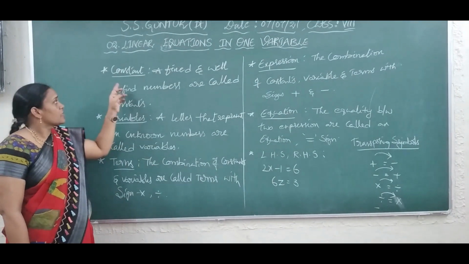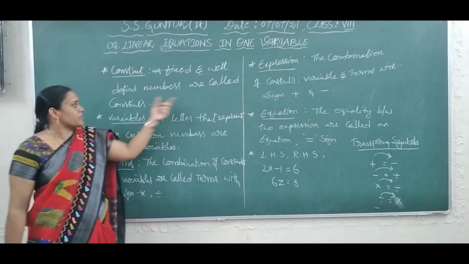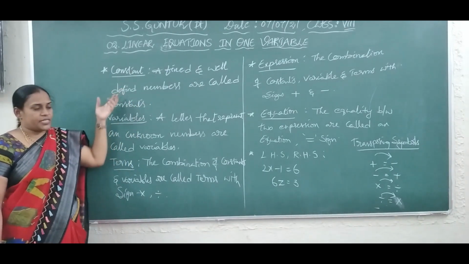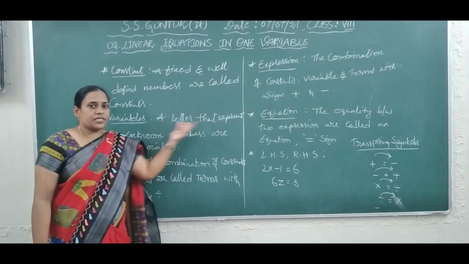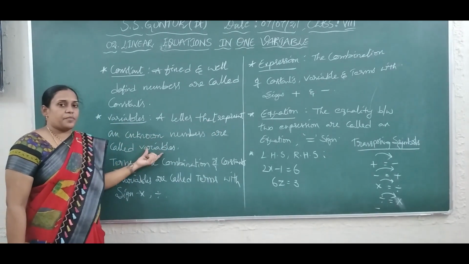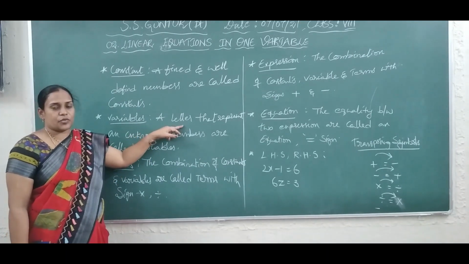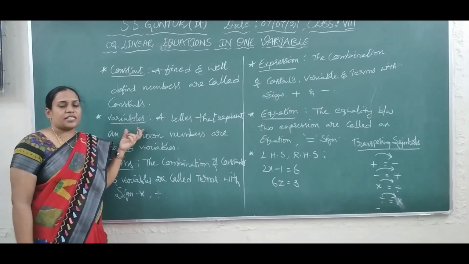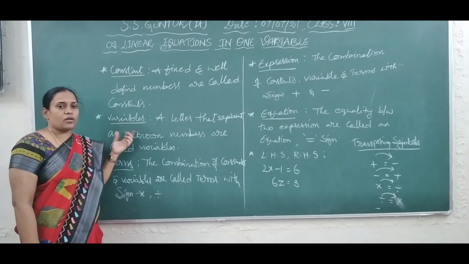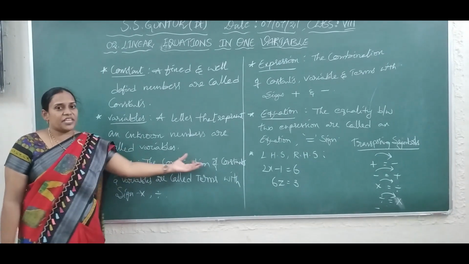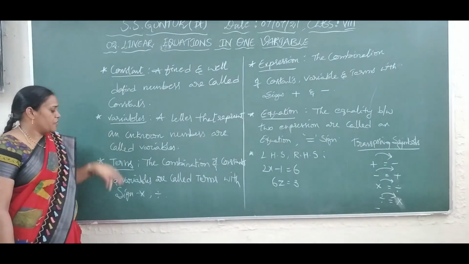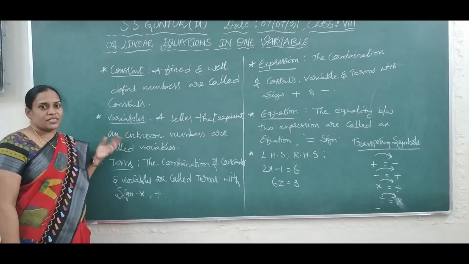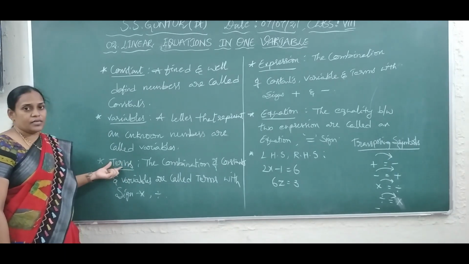Let us repeat this once again. Constant: fixed, well-defined numbers are called constants, so numbers 1 to 9 we call constants. Variables: letters that represent unknown numbers are called variables, so all letters A to Z. In maths, x, y, l, n, p, q are all called variables. Terms: the combination of constants and variables with the sign of multiplication and division gives terms, that is 2x, 3x, 3. These are all our terms.